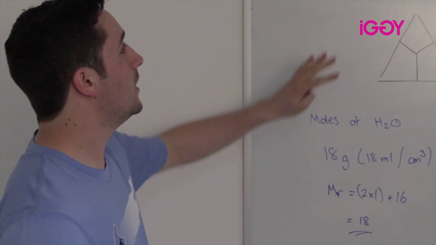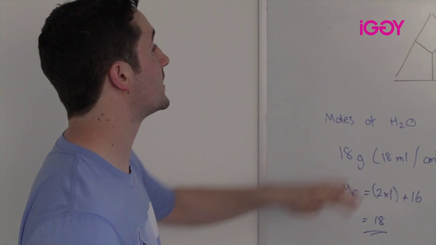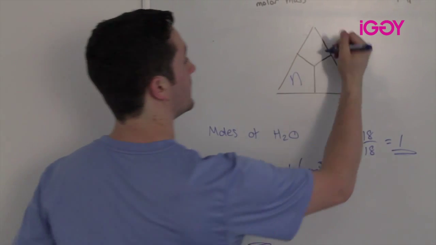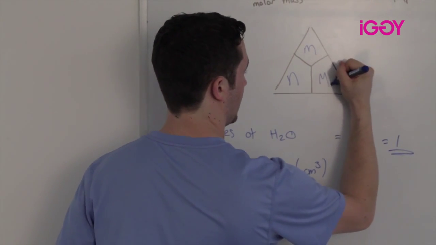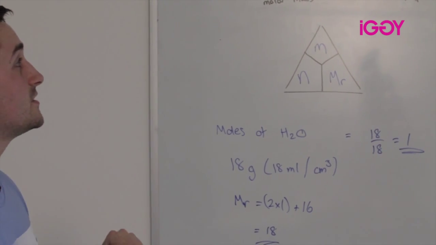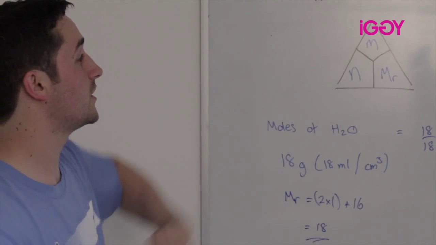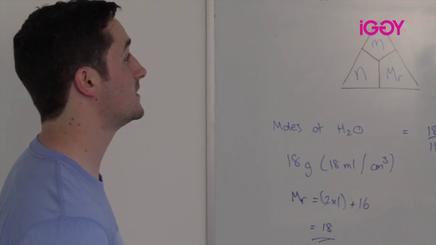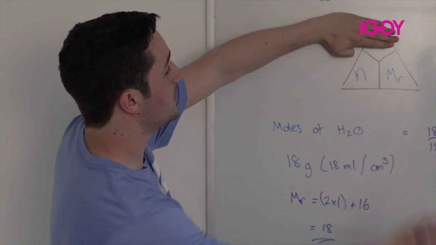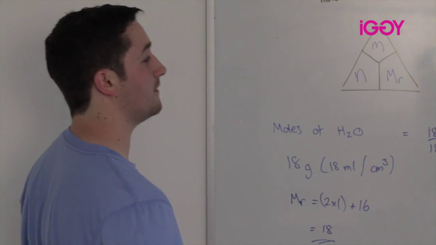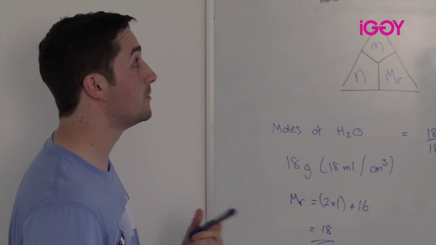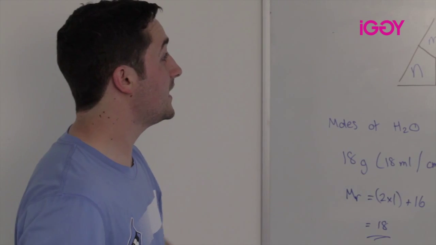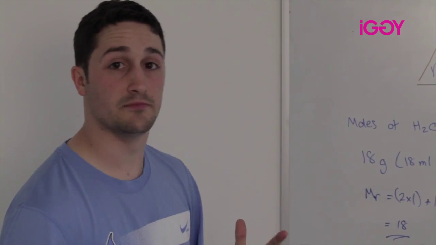Now a simple way to memorise this equation is with a formula triangle. You can put n, the moles, in one corner, the mass on top, and the molar mass in the bottom right corner. Using this, it's very easy to rearrange the equation. If you're trying to calculate the number of moles, n, cover that up, and it will be mass divided by molar mass. If you wanted to calculate the mass, you cover that one, and it would be the moles times the molar mass. And finally, if you wanted to calculate the molar mass, you would cover that up and do the mass divided by the number of moles. So that's the moles, the mass, and the molar mass.